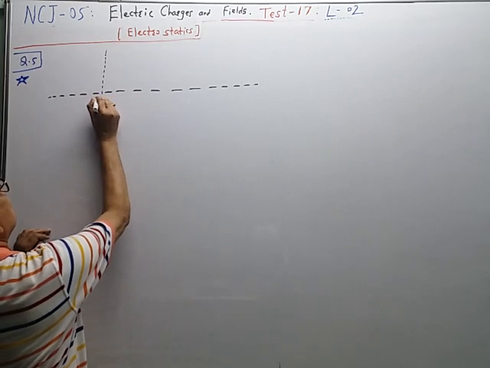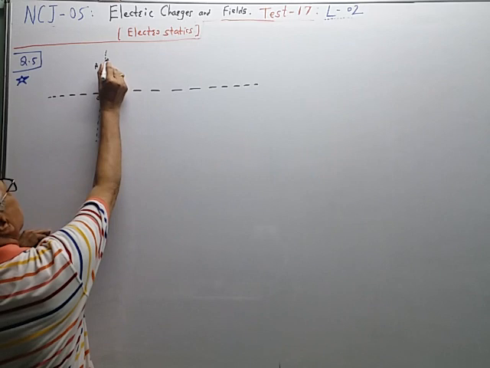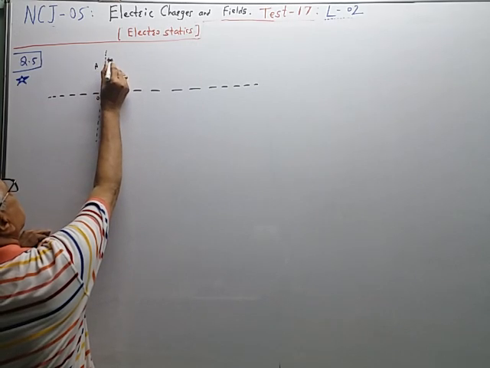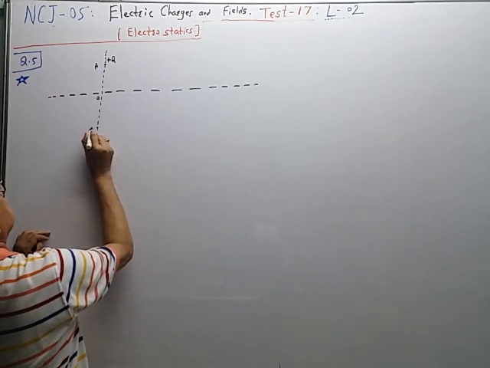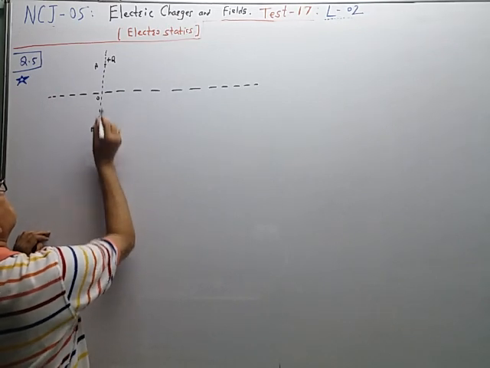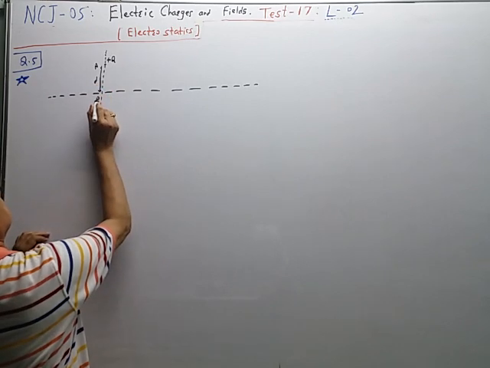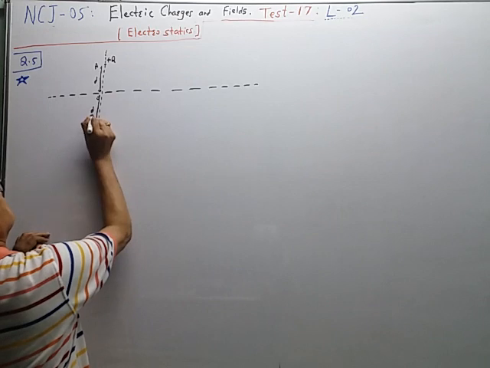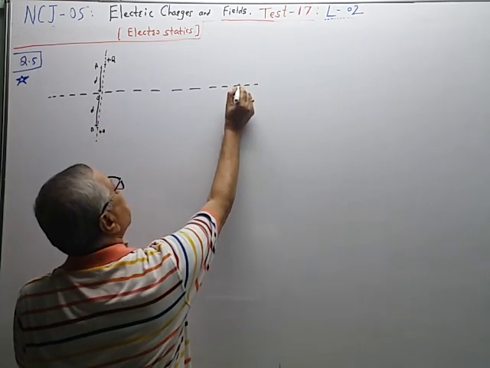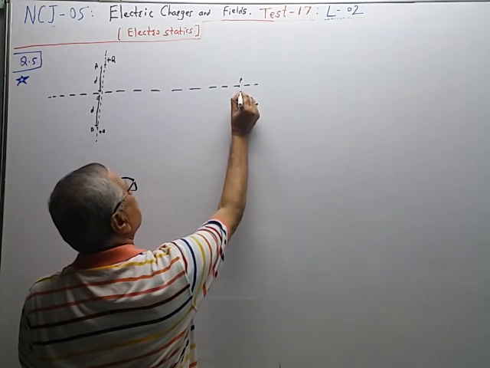Suppose this is the origin O. Say this is point A where plus Q charge is kept. This is point B where again plus Q charge is kept. This distance is D. These two charges are equidistant. This distance is also D. So these are the two charges. Now say at point P, a minus Q charge is kept.